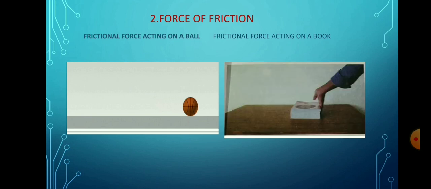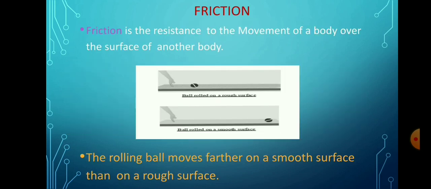Here, friction is the resistance to the movement of a body over the surface of another body. Now we see that friction depends on the nature of the surface. When we roll a ball on a rough surface and a smooth surface using the same force, what do you observe? On which surface does the ball roll further?